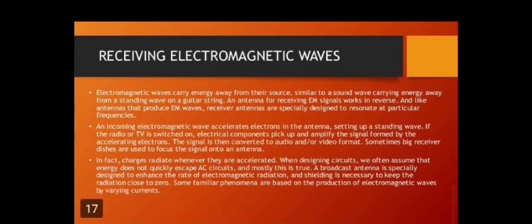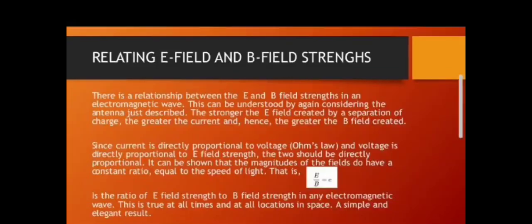Big receiver dishes can focus incoming waves onto the antenna to enhance signal strength. Electromagnetic radiation occurs whenever charges are accelerated, which is a fundamental principle in designing both transmitting and receiving antennas. In everyday devices, shielding is used to prevent unintended radiation, ensuring energy remains within the circuit.